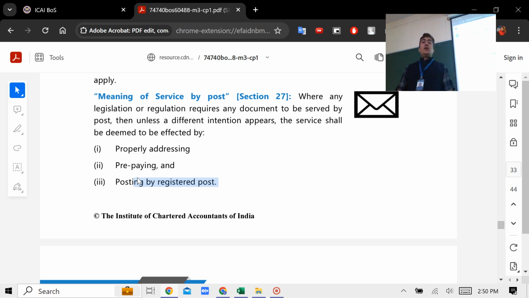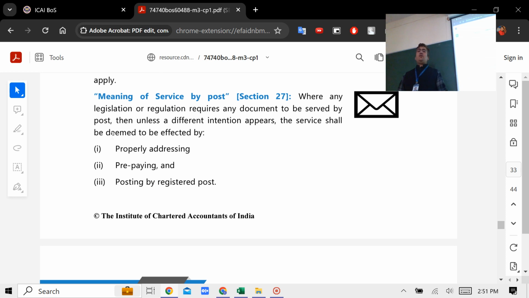So note it down, these are the deemed to be effected by. Deemed to be effected stands for assumed by the law, that it was prepaid, it was properly addressed, and it was sent by the registered post. These three assumptions the law takes.